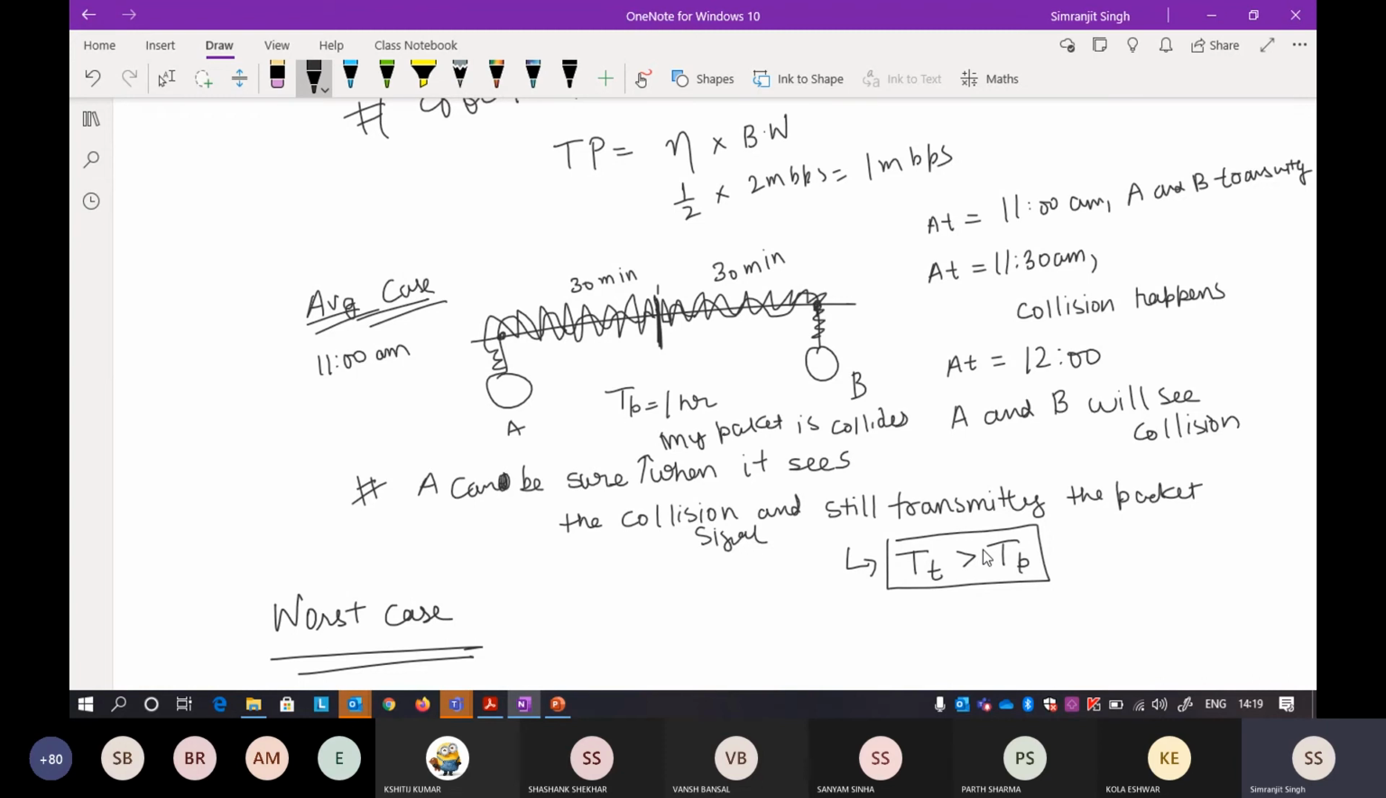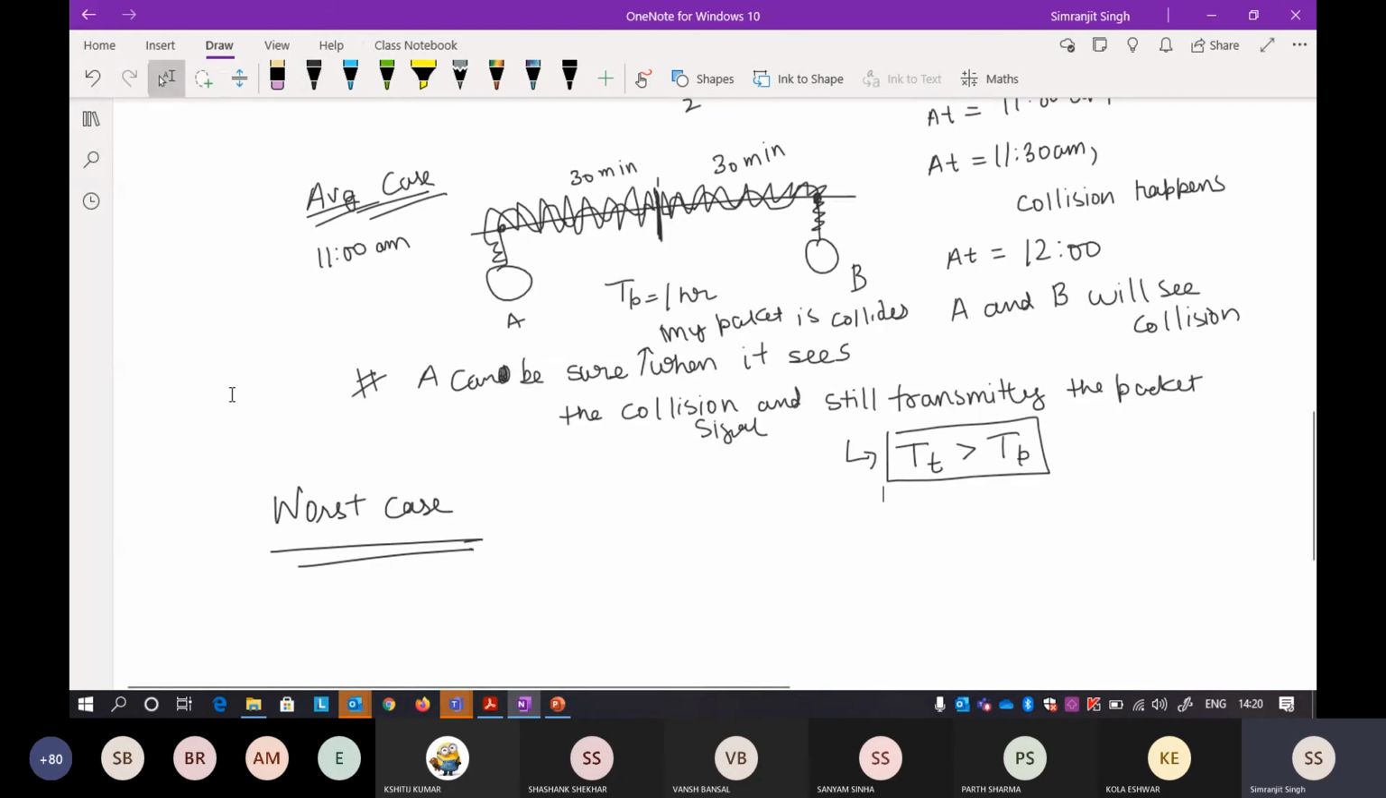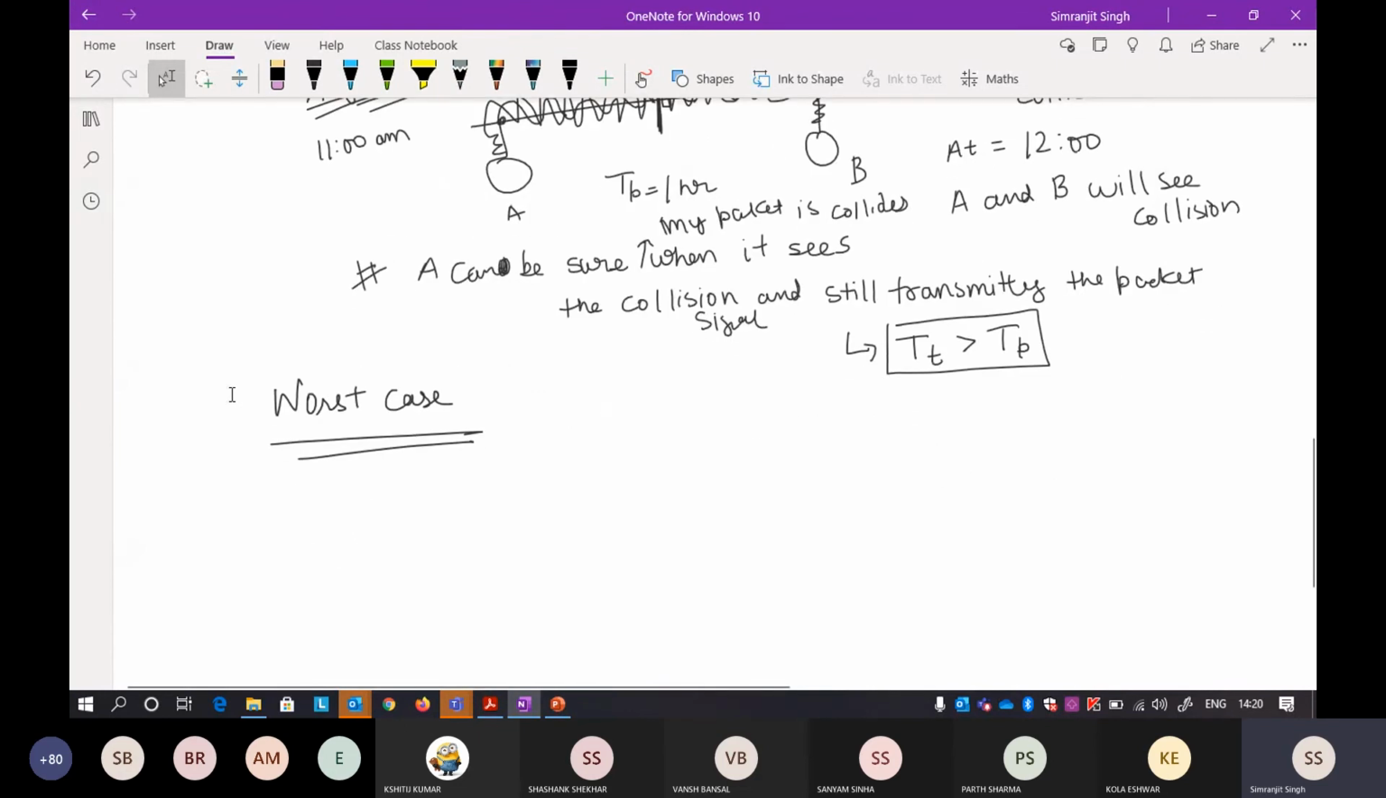So you have to set the transmission time in such a way that when you receive the collision signal, you are still transmitting the data. That is the main point here. Then you will know that your data has collided.